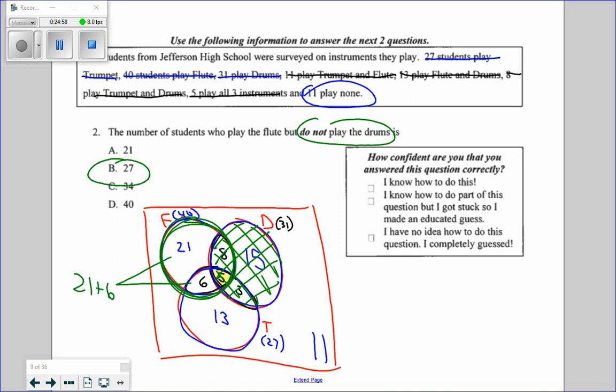Is 27. Look at choice A. Why might you be tempted to circle A?